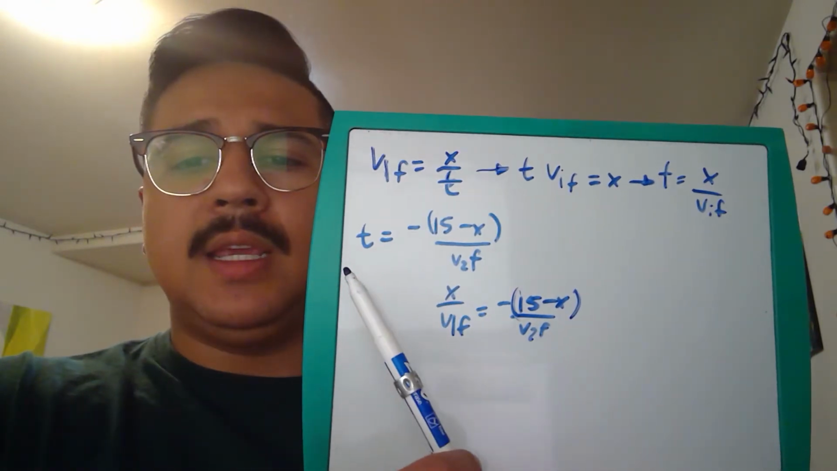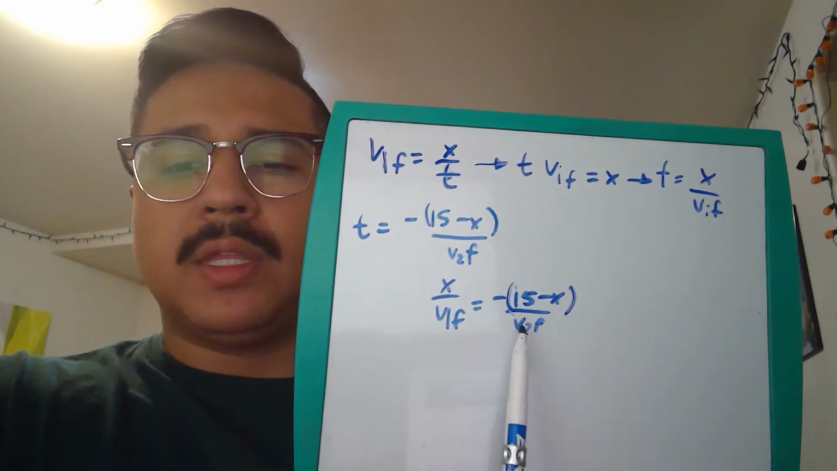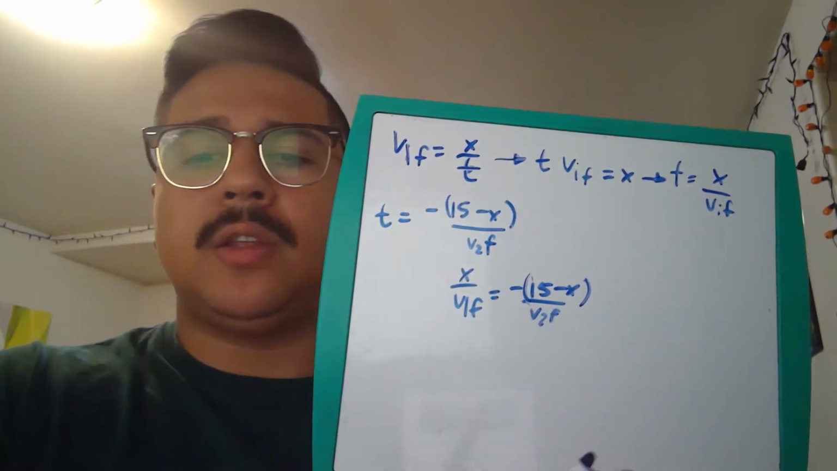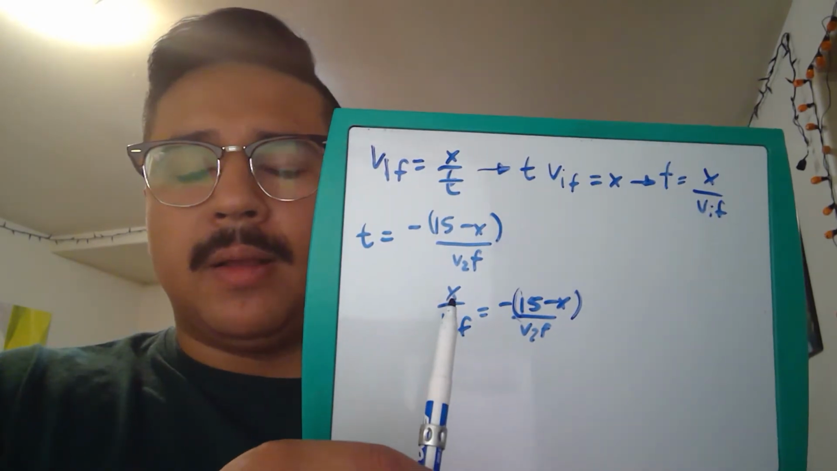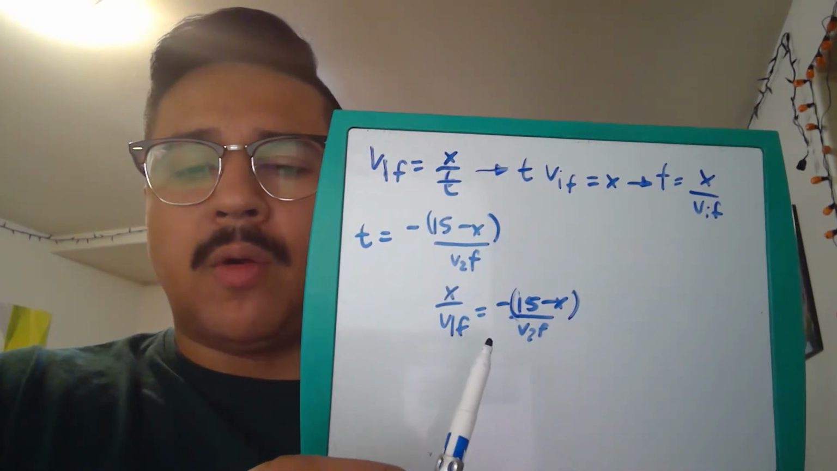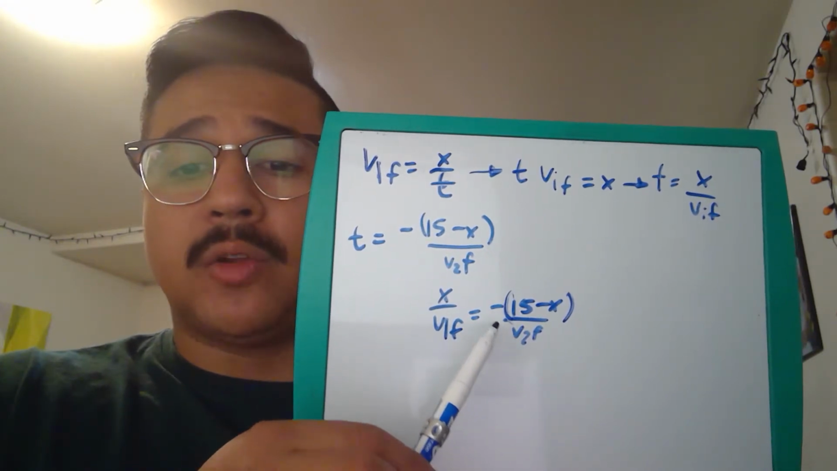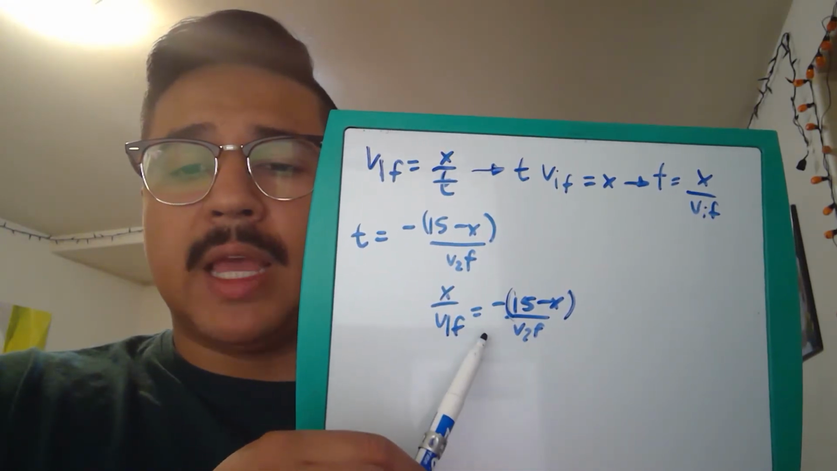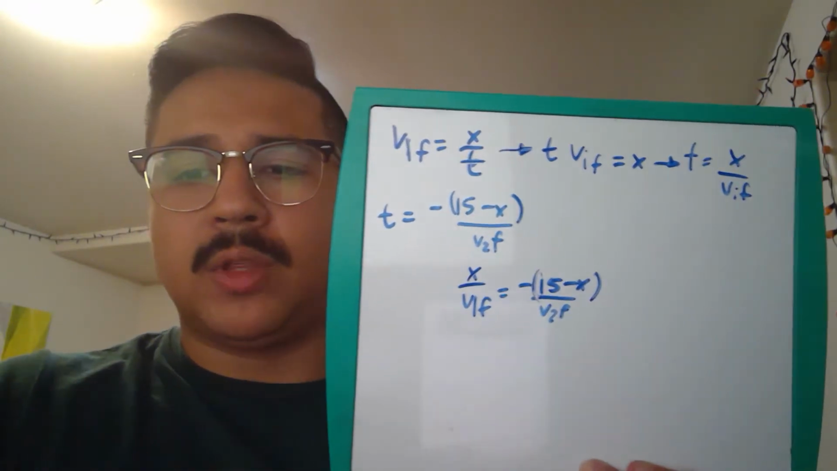And since t is equal to t, we can put these two equations equal to each other and then substitute the answer that we got for the final velocity of object 1, and we can just plug that in. So I'm going to do that, and then I'm going to pause, and then we'll go through the next section of the problem.